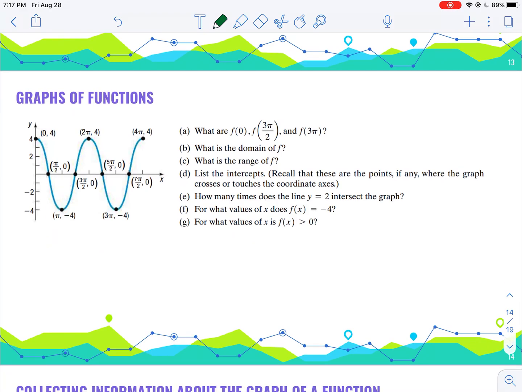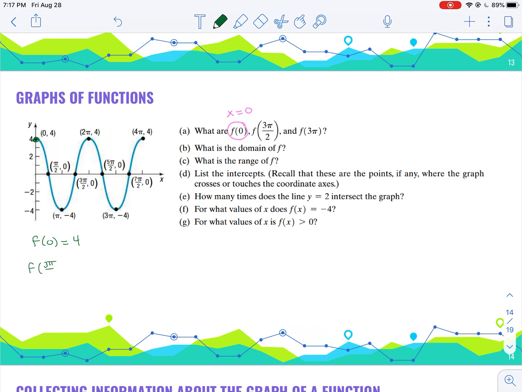Graphs of functions. So remember, to be a function, it has to pass the vertical line test. We can talk about their characteristics just based on their graph. So if I want to know f at 0, I want to know if x equals 0, what's the height of the graph? So f at 0, here's x equals 0, so the height of my graph is going to be 4. So f at 0 is 4.